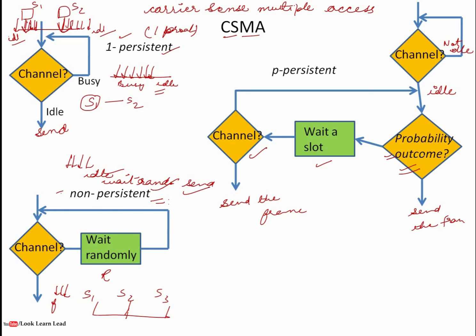If there is no probability of getting the channel, the outcome is either positive or not. If the probability outcome is positive, it would send the frame. If the probability outcome is that we can't get a slot, then it would wait for a slot and again sense the channel. If the channel is idle, it would send the frame, else it will again check the probability outcome. Okay, this is P persistent. This was all about CSMA CA.